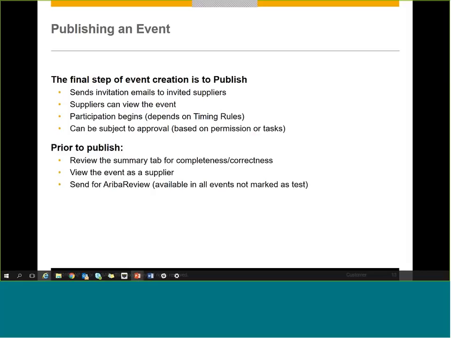There is a button on the summary tab of events that are not marked as tests. This won't be shown in the demo because the event we created in the demo is marked as a test, so you won't be able to see that Ariba review button. However, on your events that are not marked as test events, there will be an Ariba review button on the summary tab. This creates a request and sends it off to our support team, who will review your event and provide recommendations on how you might want to change your bid decrements or rearrange your content or your lots or your timing, things like that.